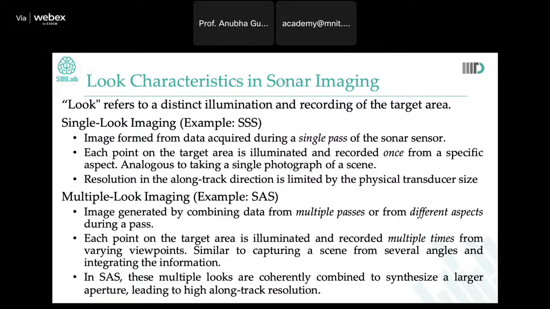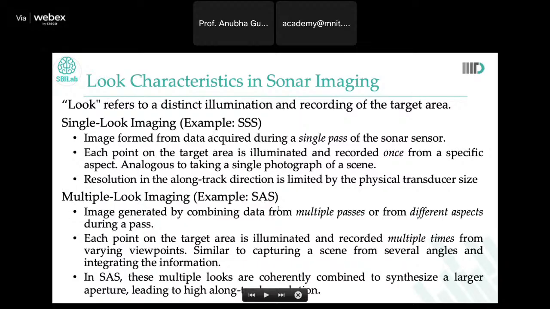We also talk about look characteristics in sonar imaging. Look refers to distinct illumination and recording of the target area. For example, we can talk about single look imaging and multiple look imaging. As we said, in side scan sonar you are throwing the beam only once, so that's why it is called side scan sonar. Images are formed from data acquired during a single pass of the sonar sensor. Each point on the target is illuminated and recorded only once from a specific aspect, analogous to taking a single photograph of a scene. Resolution in the along track direction is limited by the physical transducer size.